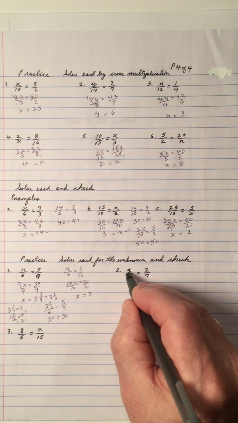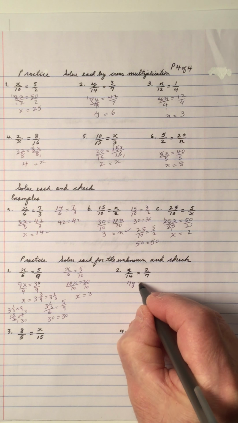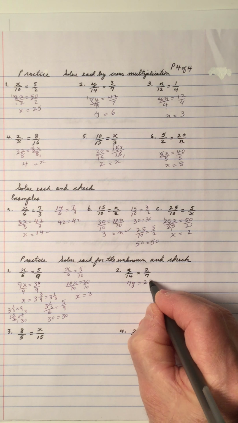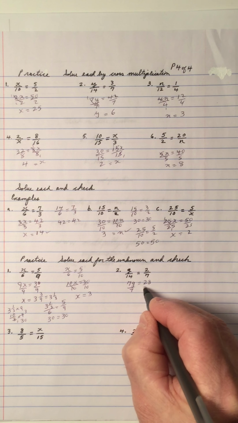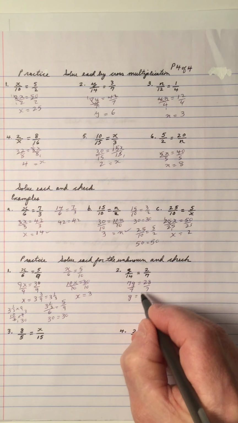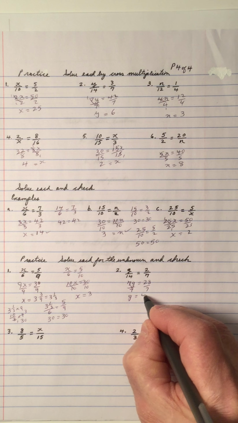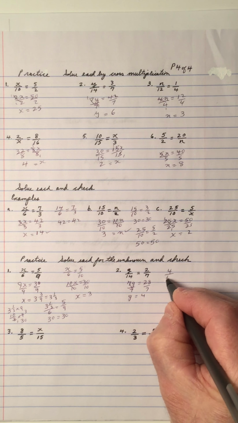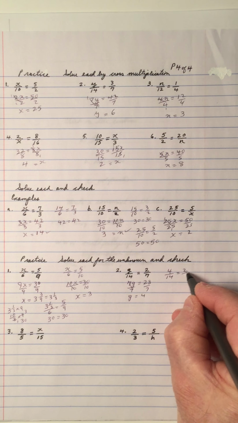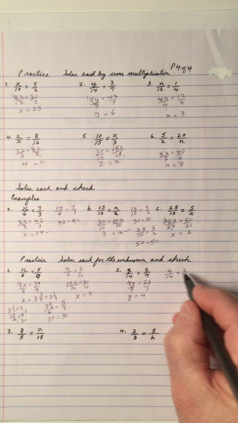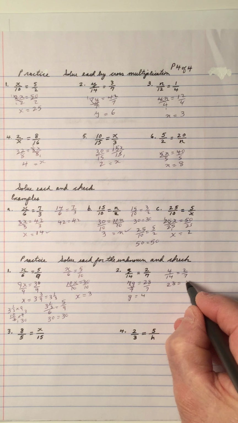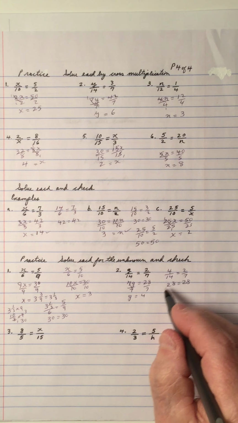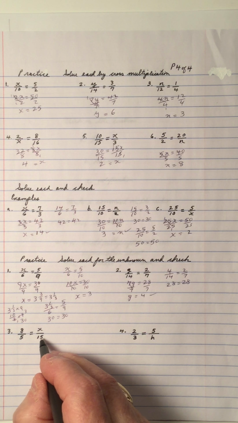And this one, 7 times g equals 14 times 2 is 28. Divide by 7. g equals, they cancel, 4. So 4, 14, 2, 7. 4 times 7 is 28. 14 times 2 is 28. Checks out.